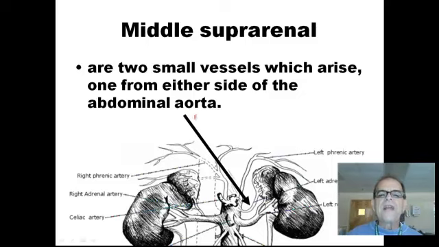Middle suprarenal are not important arteries in ultrasound, it is not common to try to scan the middle suprarenal. They are 2 small vessels which arise, one from either side of the abdominal aorta, sometimes coming directly from the renal arteries. Not easy to see, not important in ultrasound, only to remember that there are 2 arteries that are called suprarenal arteries.